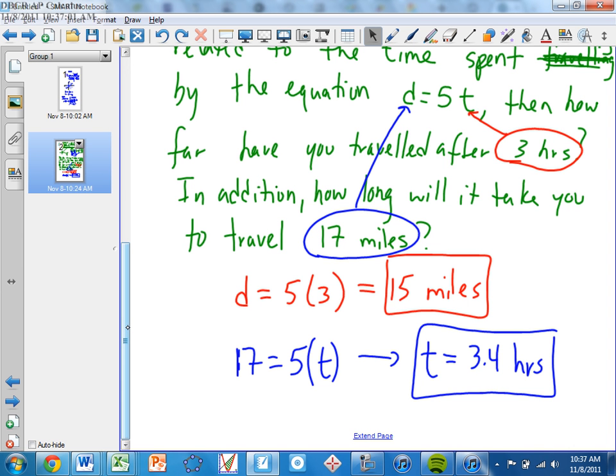I mean, I get that. Which part? 3.4? Divide by 5 on both sides. 17 divided by 5 is 3.4. All right, second problem.